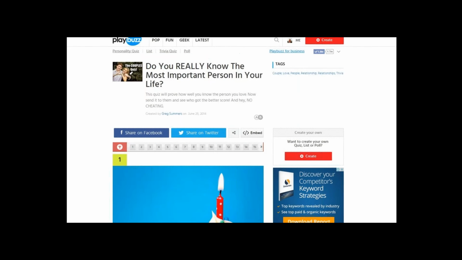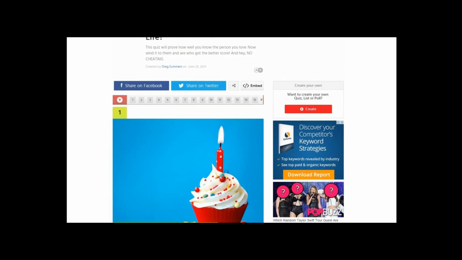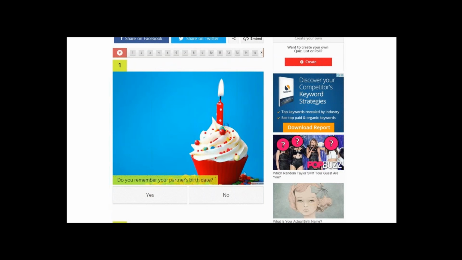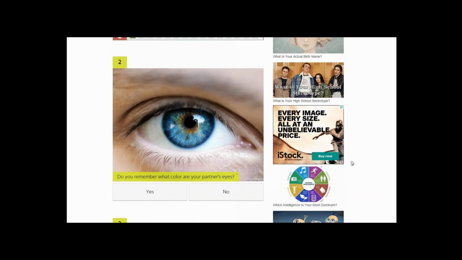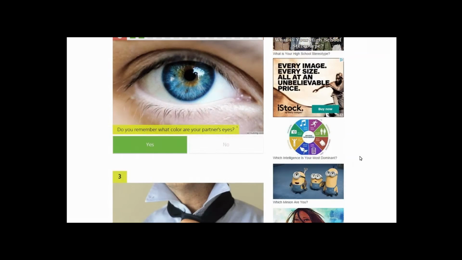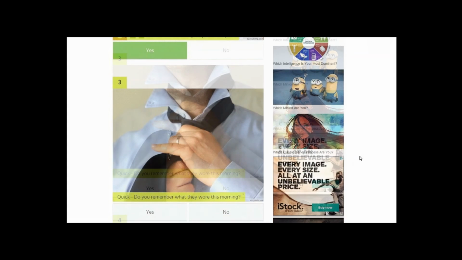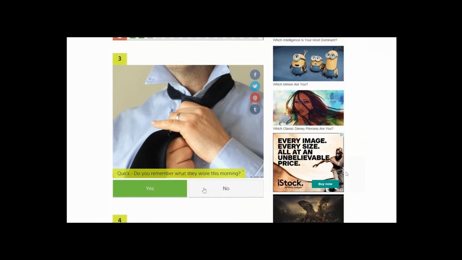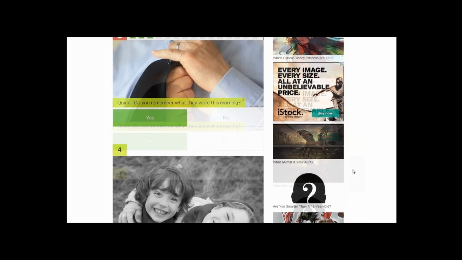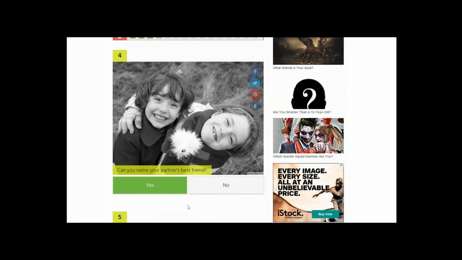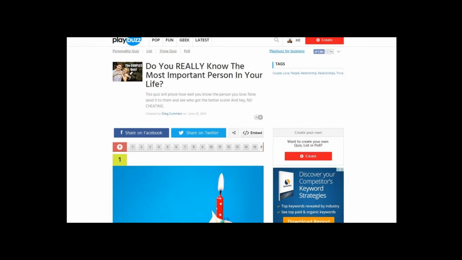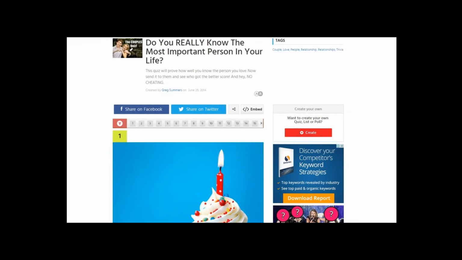Here we have an example. Do you really know the most important person in your life? The quiz creator is asking their audience about their romantic partner. Okay, do you remember your partner's birth date? Yes. Do you remember the color of your partner's eyes? Yes. But the questions become more difficult, such as, okay, do you remember what your partner wore this morning? What's great about this example is people are really going to want to do well, and they're going to take the trivia over and over until they do, because they want to prove to their social network how well they really know their partner.